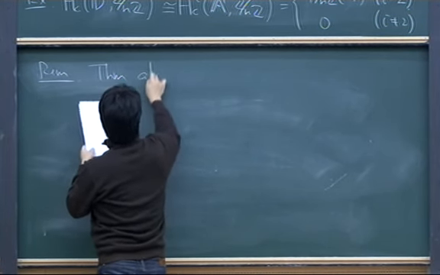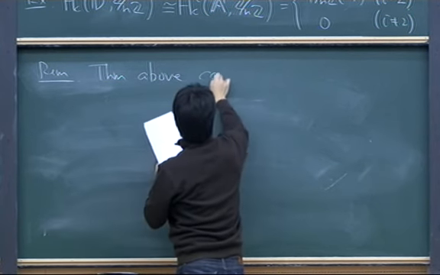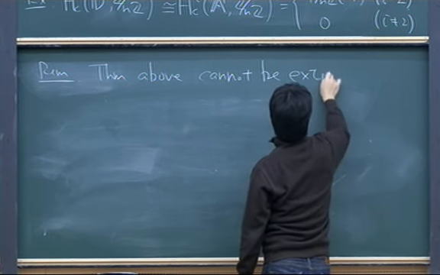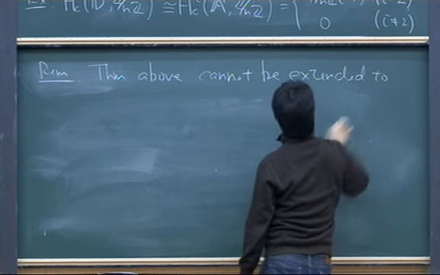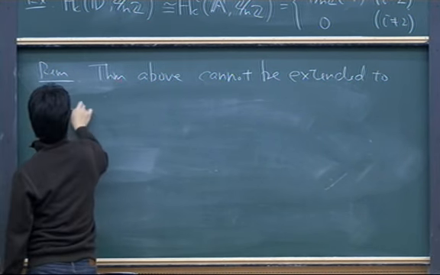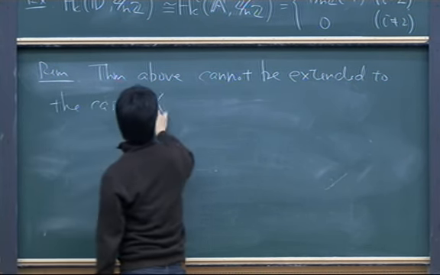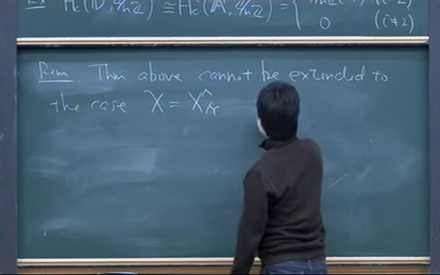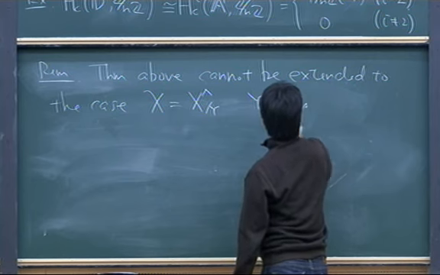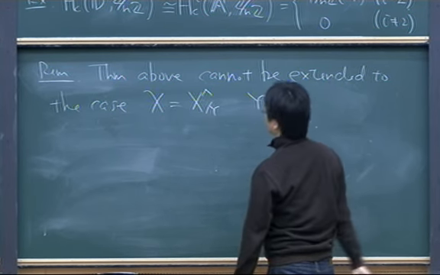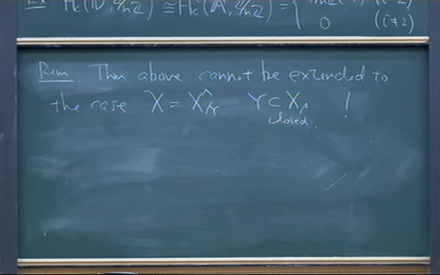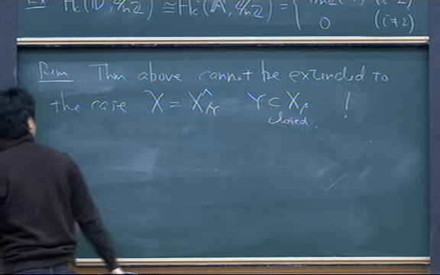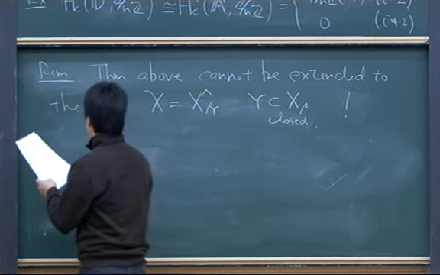The theorem above cannot be extended to the case where X hat is equal to the completion of X along Y, closed. This is not possible. This is for a simple reason.